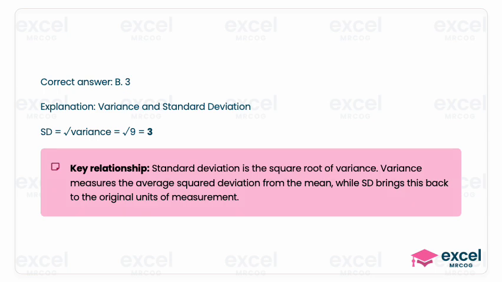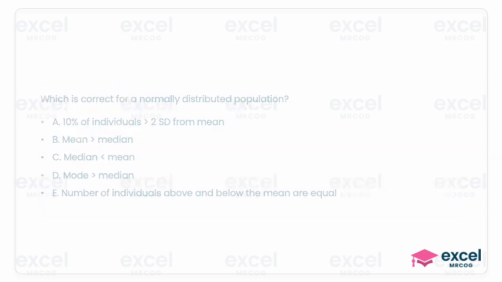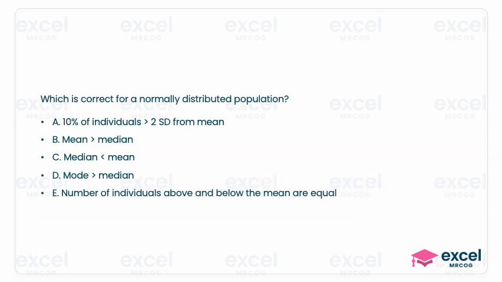Okay, answer is 3. Now let's apply what we learned about reading the questions earlier. Which is correct for a normally distributed population? Which of the statements is correct for a normally distributed population? We know that the mean, median, mode would be equal. So B, C, D are ruled out straight away.